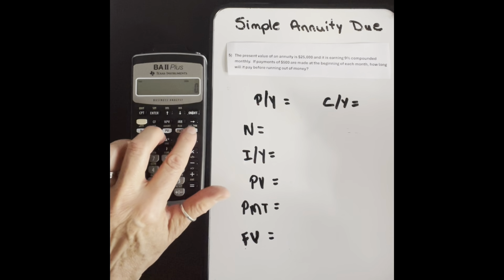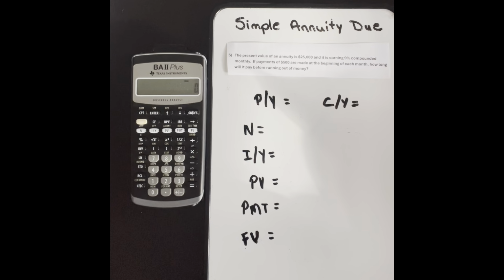The present value of an annuity is $25,000, and it's earning 9% compounded monthly. If payments of $500 are made at the beginning of each month, how long will it pay before running out of money? So our payments per year are 12. Our compound periods per year are 12. They're equal. It's beginning. It's a simple annuity due. We're going to be finding N. Because we have monthly payments and monthly compounding, N will automatically be in months. Interest rate is 9. Present value is $25,000.